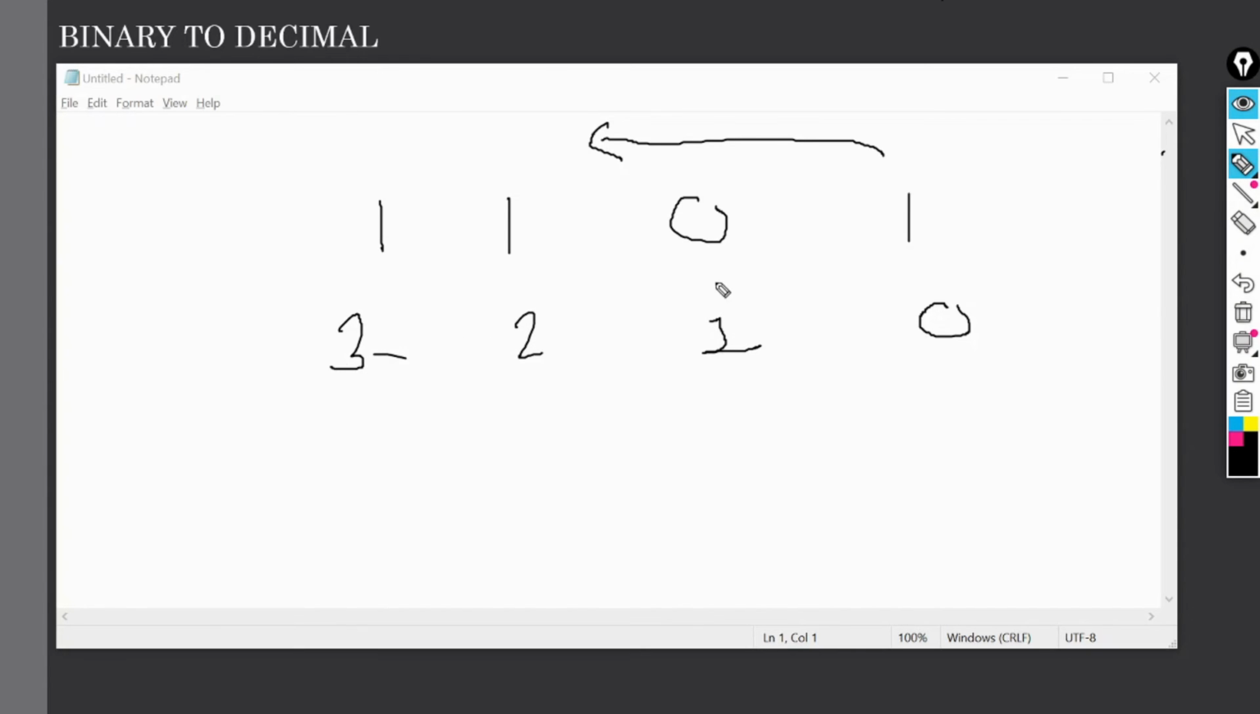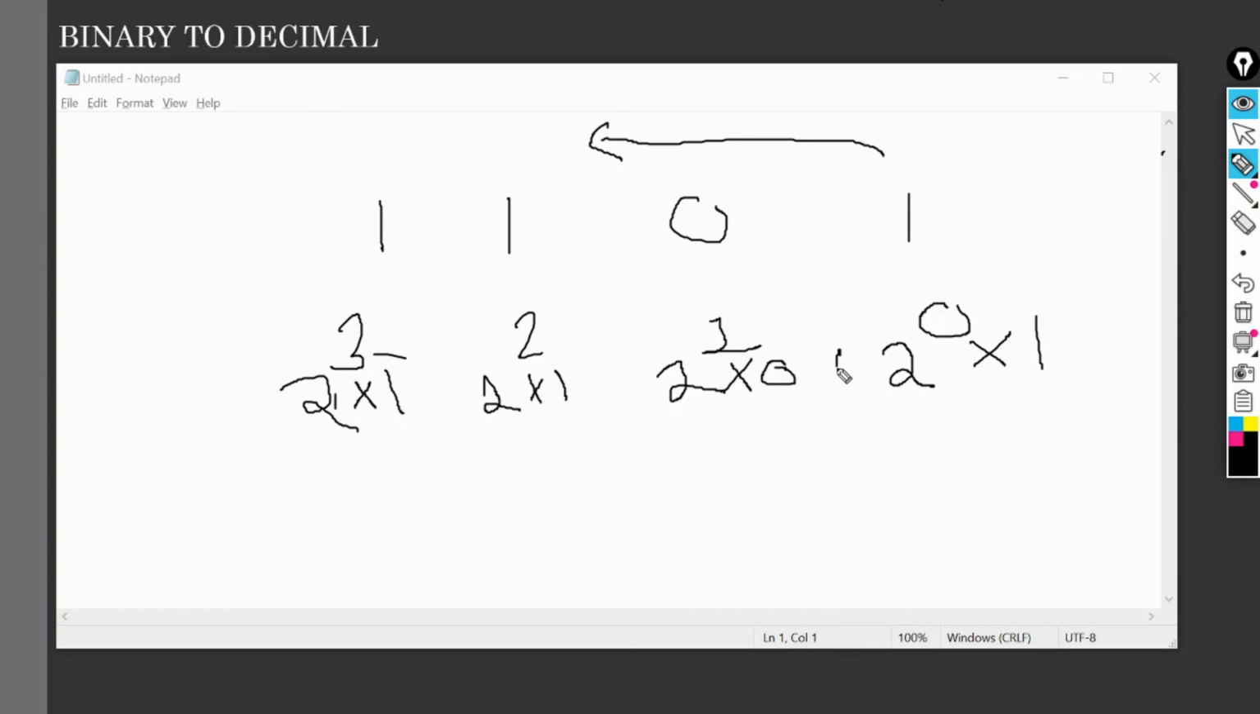Okay, so we've identified the position values, and what we do is keep these values as the power of 2. So this would be 2 to the power 0, this would be 2 to the power 1, this would be 2 to the power 2, and this would be 2 to the power 3. Then we multiply with the digits they have in them. So it would be multiplied by 1, this by 0, this by 1, and this by 1 again.